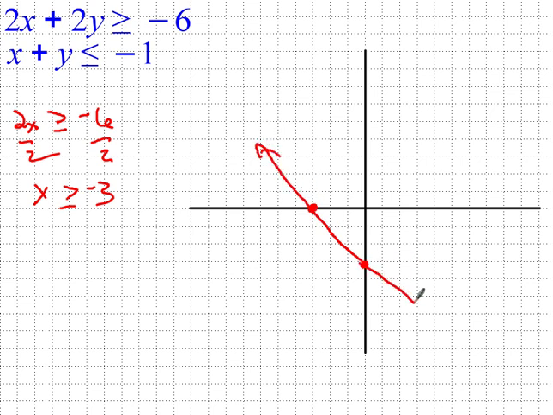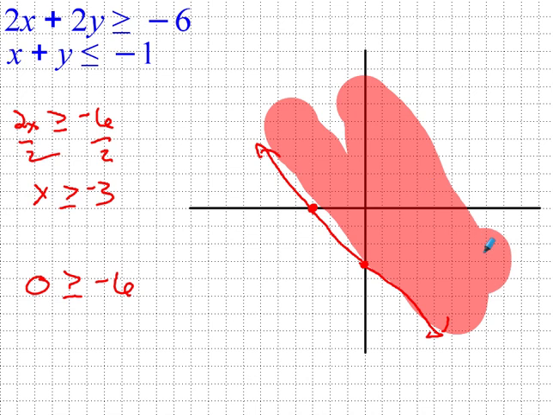So there we have it. And now I just got to figure out if it's above or below the line. So I'm going to plug in the point 0, 0, because I can just test it to see if this side is a solution or this side is a solution. When I plug in 0, 0, I'm just going to get 0 is greater than or equal to -6. I plugged in 0 for x, 0 for y. Is this a true statement? Yes, it is. So therefore, this side is my solution set.